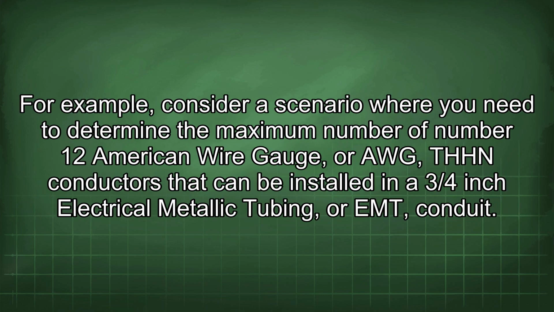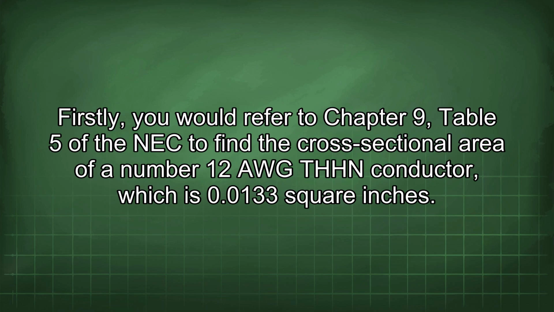For example, consider a scenario where you need to determine the maximum number of number 12 American wire gauge, or AWG, THWN conductors that can be installed in a 3/4-inch electrical metallic tubing, or EMT, conduit. Firstly, you would refer to Chapter 9, Table 5 of the NEC to find the cross-sectional area of a number 12 AWG THWN conductor, which is 0.133 square inches.